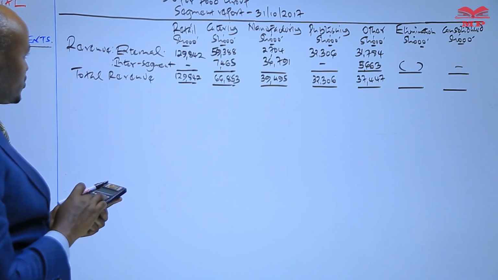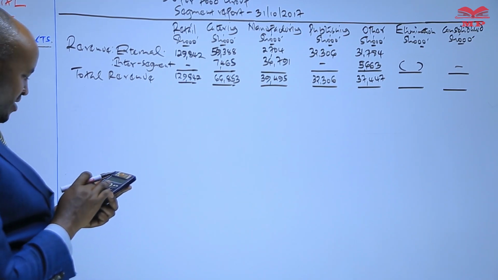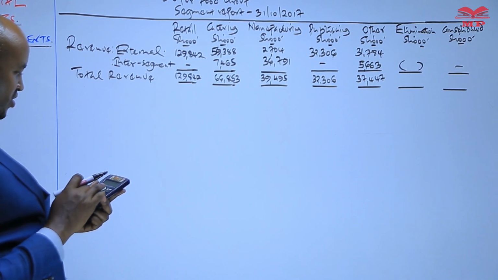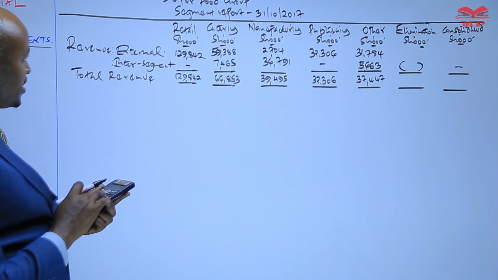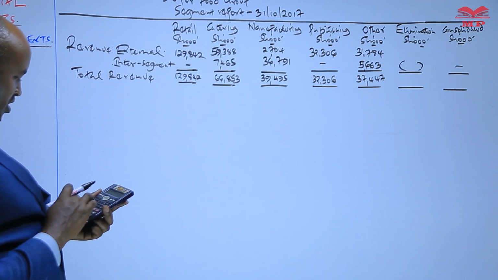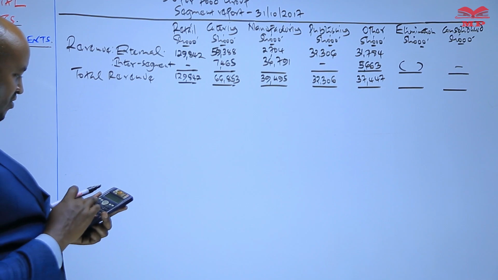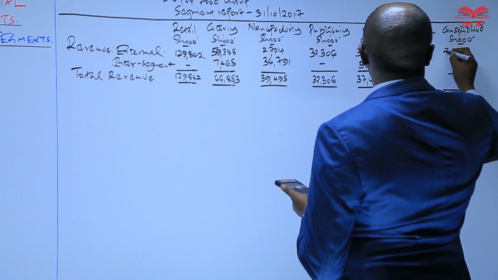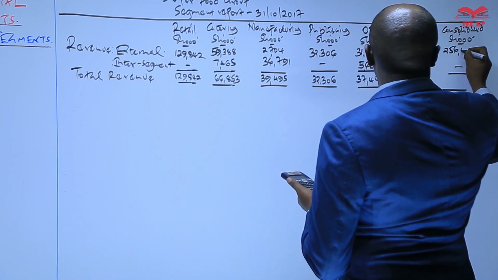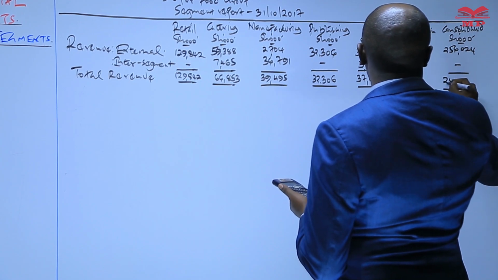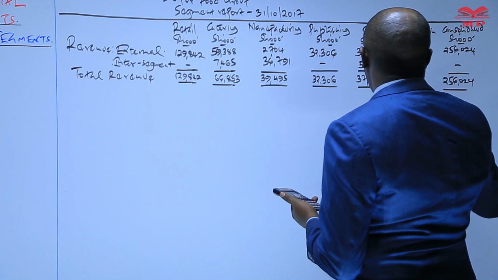So let's first of all get the total external revenue. We have 129,842 plus 59,388 plus 27,04 plus 32,306 plus 31,784, which will give us a total of 256,024. And basically that will be our total down here, 256,024.